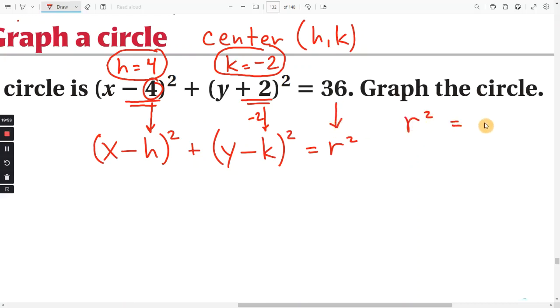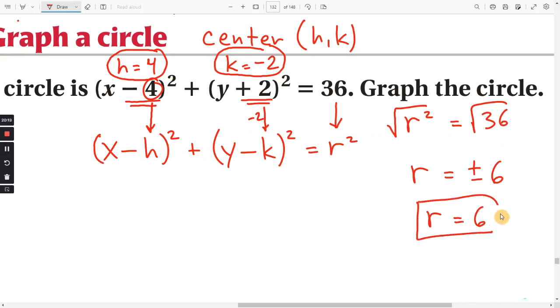So in order to find the radius, we just take the square root of both sides. Okay, and r is going to equal plus minus 6. However, the radius cannot be negative, so we're just going to keep positive 6 for the radius. So these 2 points, (4, -2), represent the center. And the radius is 6. That's all we need when we go to our graph paper.